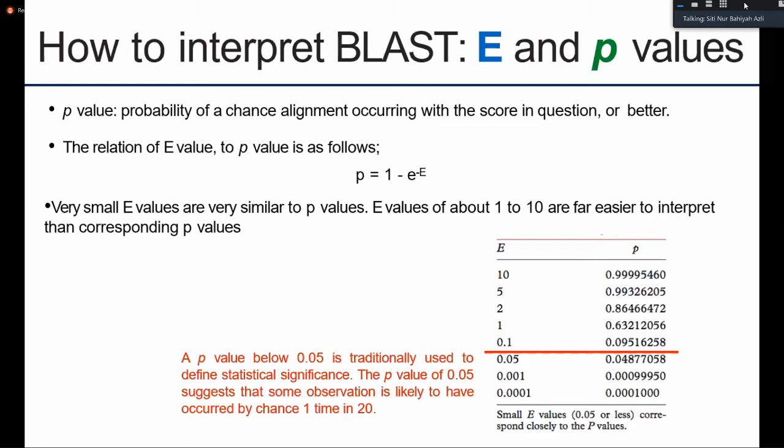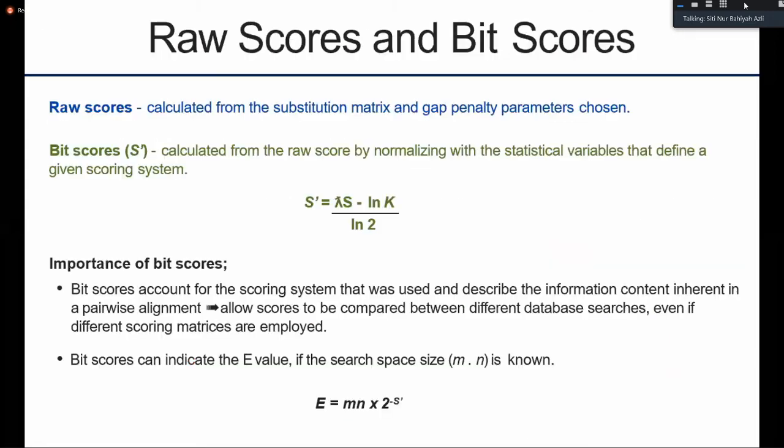Good. So this part, the E value, P value, and the bit score, is the statistical part of BLAST. You have the results, now you need to interpret your BLAST, whether you have confidence in it, whether it is okay to use in your report, or whether you need to discard it. That's why E value and P value interpretation is very important.